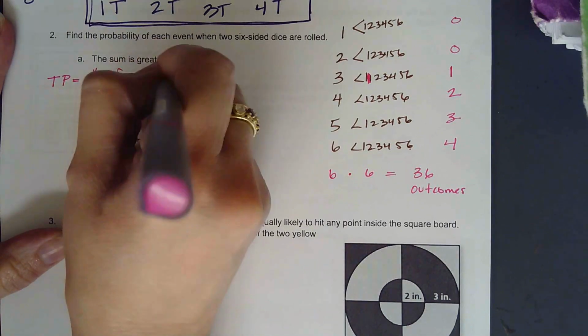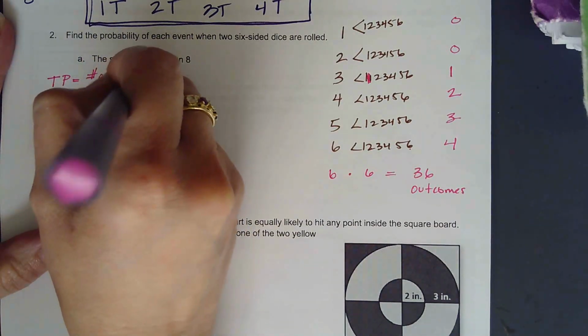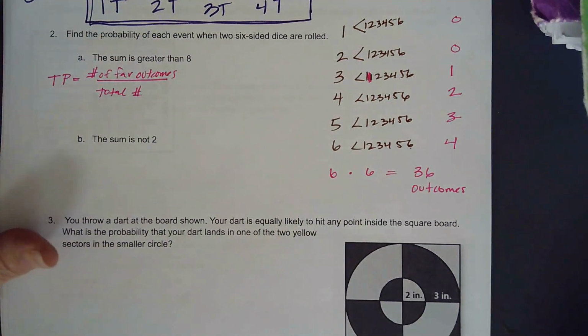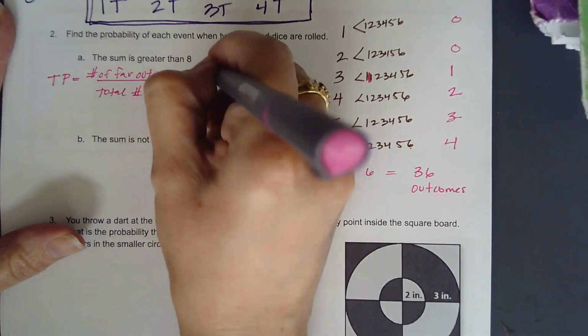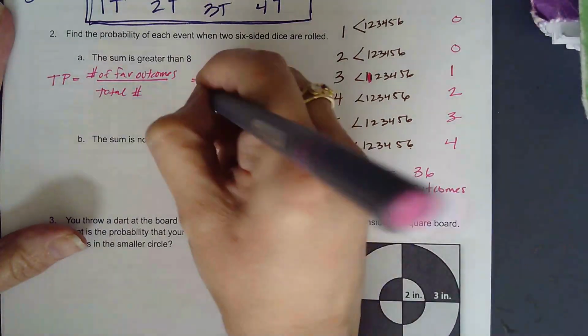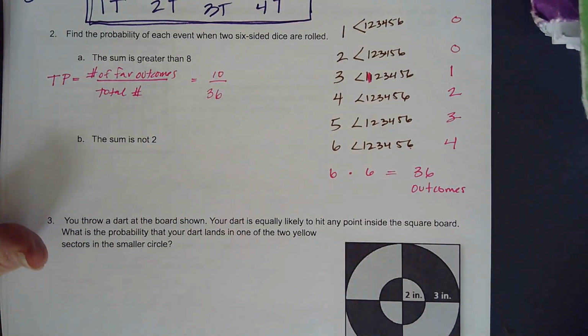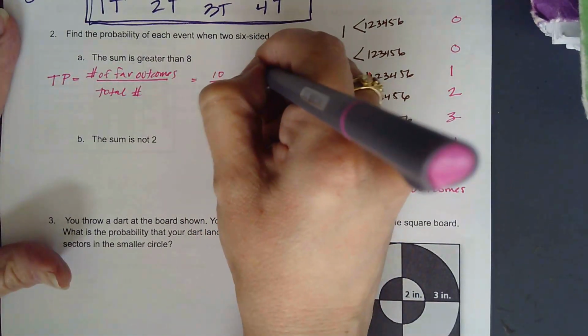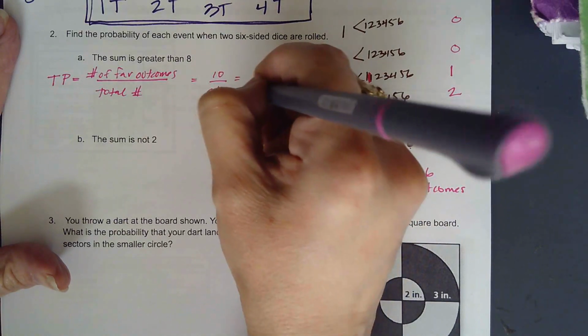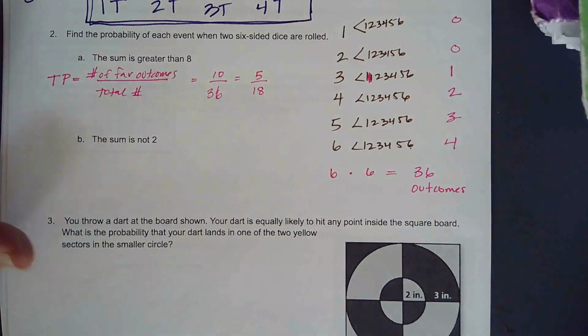So in other words, what we're looking for over the total number of outcomes. So in our scenario, we have 4, 7, 8, 9. We have 10 favorable outcomes out of a total number of outcomes of 36. So in our scenario, our probability is 10 out of 36. I would call this 5 out of 18. And you could even write that as a percent or a decimal if you wanted to.